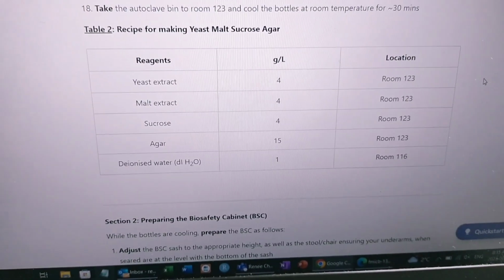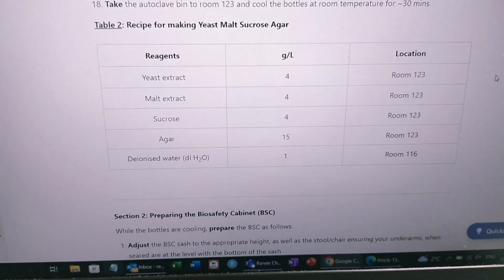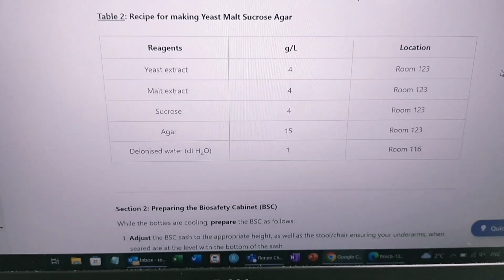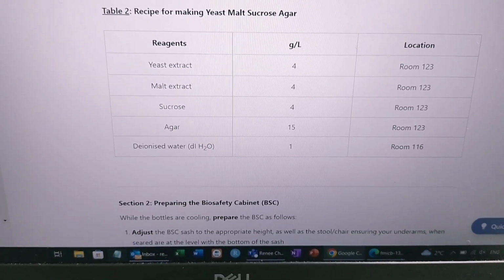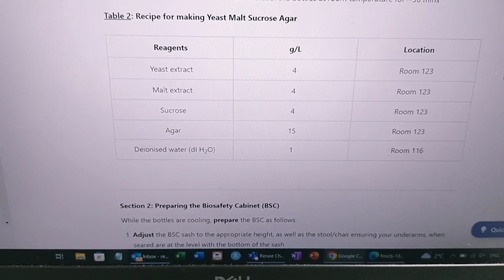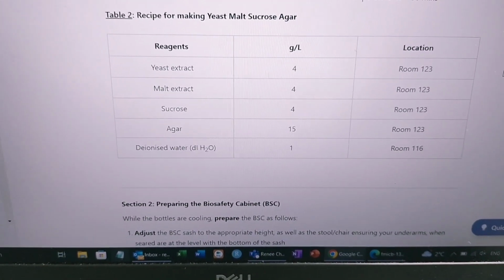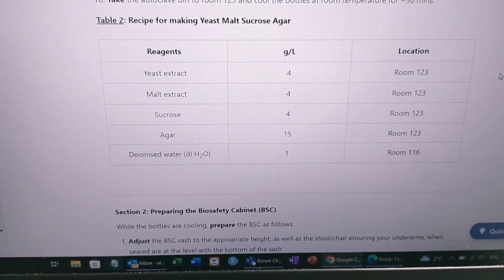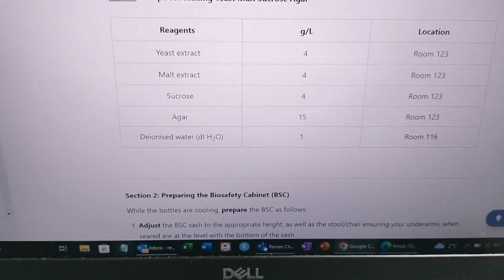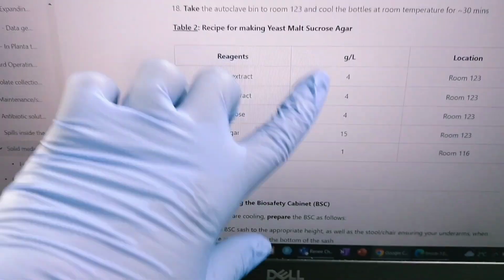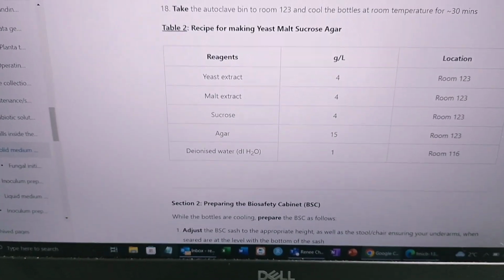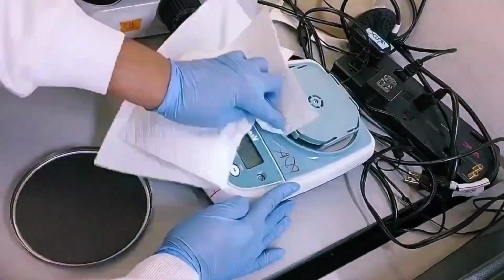This is a recipe. If I'm making up 1000 ml or 1 liter, then I need 4, 4, 4, 4, and 15 of each of the reagents because it's grams per liter. But because I'm going to make 500 ml, that's half, so I need half of all of these. So 2, 2, 2, and then 7.5.